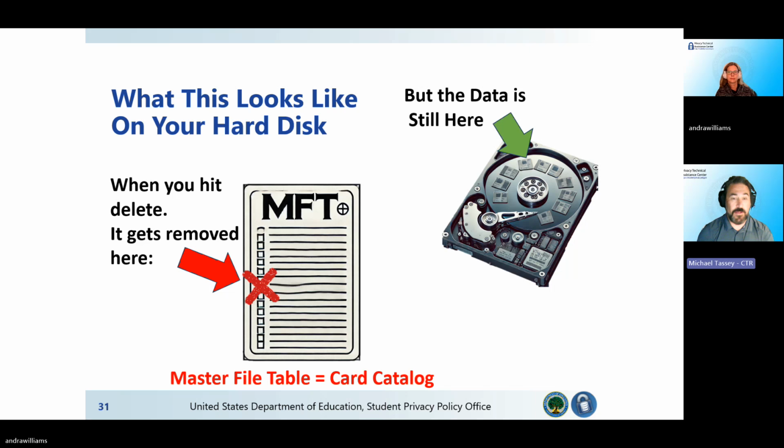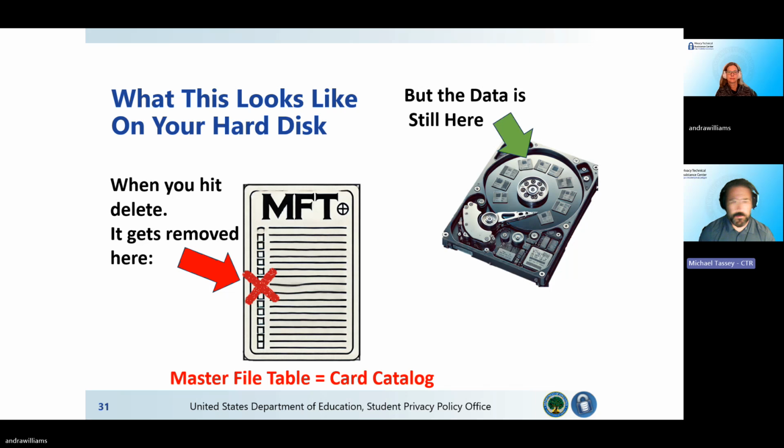Your disk has all the files written on it in a structure. Think of them as the shelves. And in this case, the card catalog is the master file table. It's a database, just a list of all of the files and their locations on the physical medium. Think of that as the card catalog. So when you hit delete, it just removes that entry from the master file table. It doesn't actually go and overwrite that space on the disk. The data is still out there.